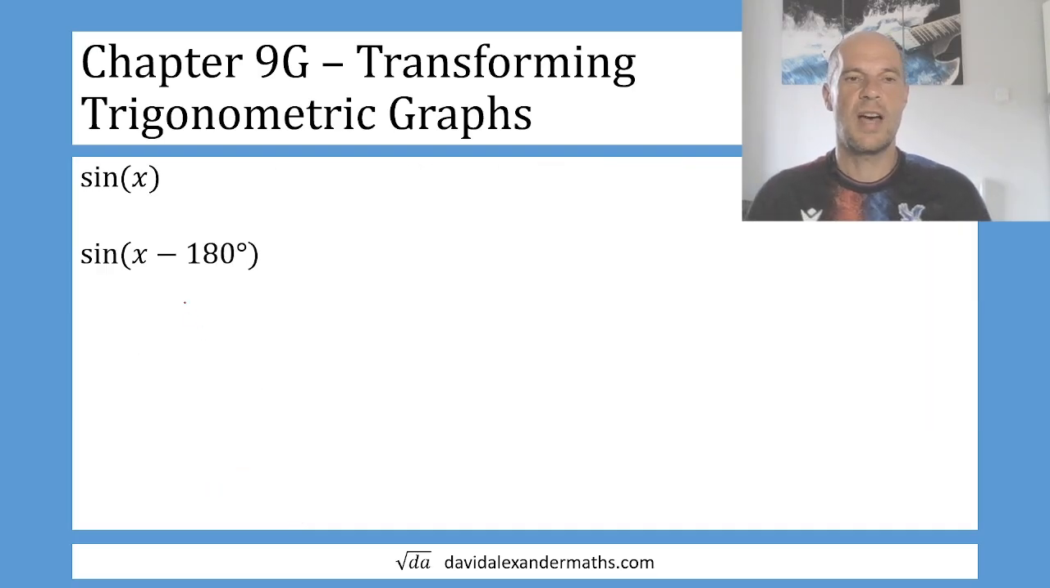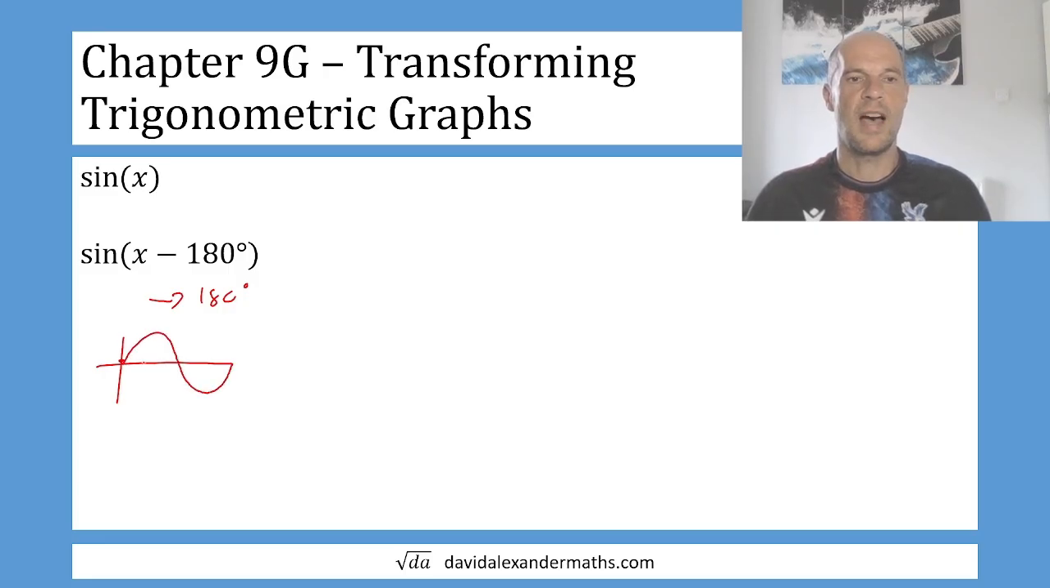Okay, so if the sine of x plus 90 was a translation 90 degrees to the left, then this is a translation which is 180 degrees to the right. Remember, the transformation is taking place inside the bracket, so it affects the x. We do the opposite of what it says. So we're adding 180 degrees to all the x values.